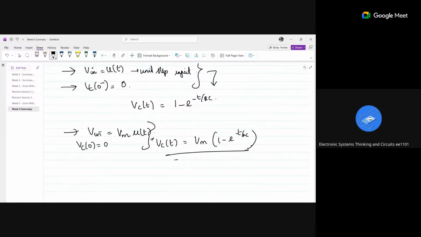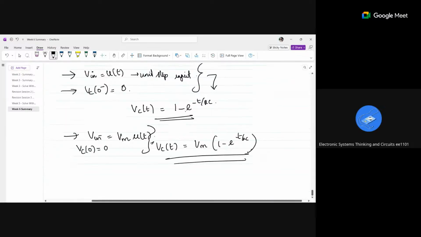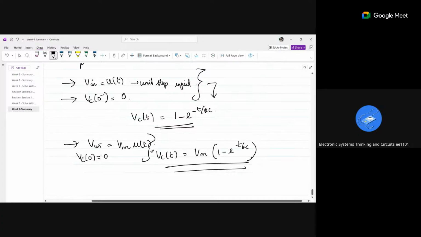These are the formulas and the conditions you have to remember. Under these two conditions only you can apply this formula, and under these two conditions you have to use this formula. Is it right?